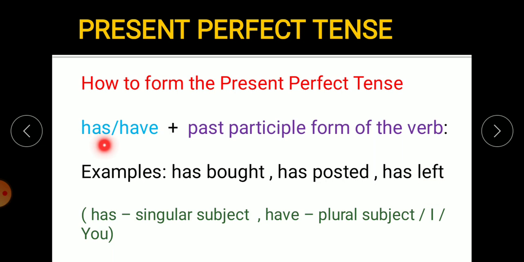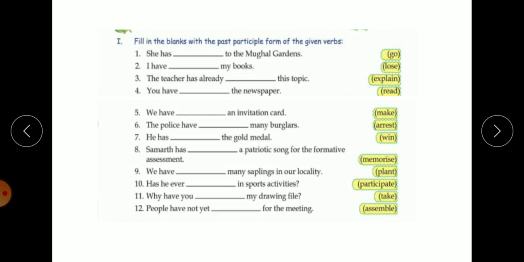Now where do we use has? Has is used with singular subject, like he has, she has, Rohan has, John has. And have is used with plural subject, like they have, children have, people have, or with I and you, like I have or you have, right? So now let's start with the exercise.